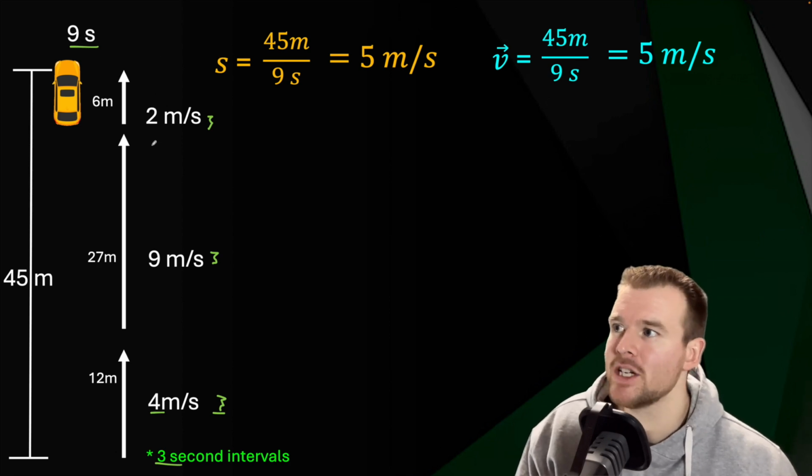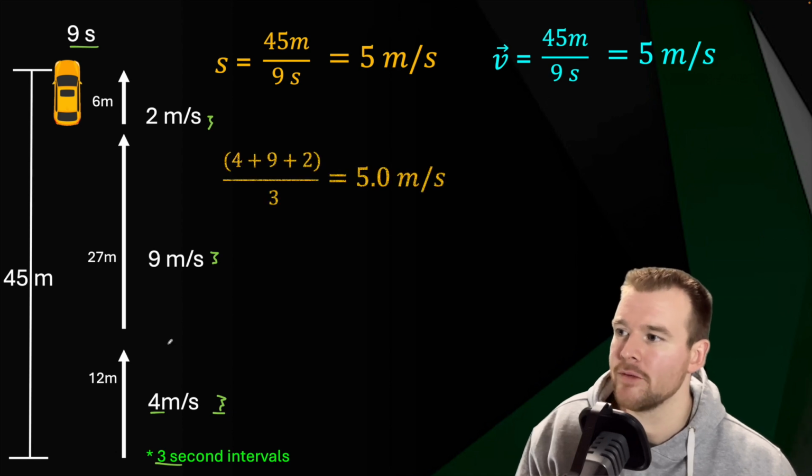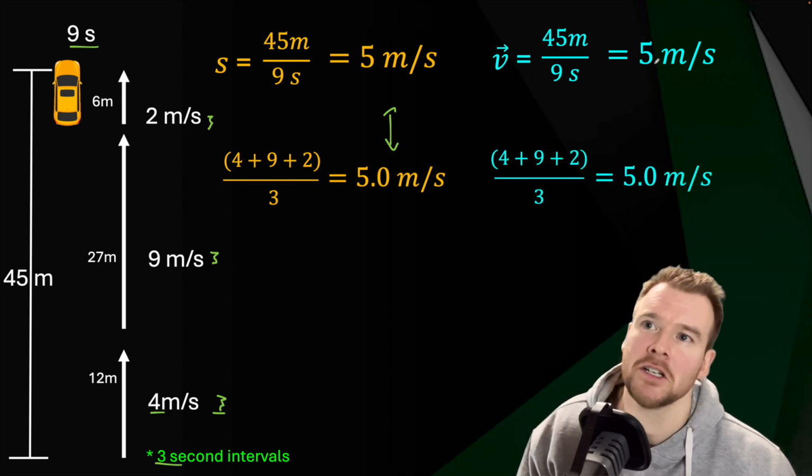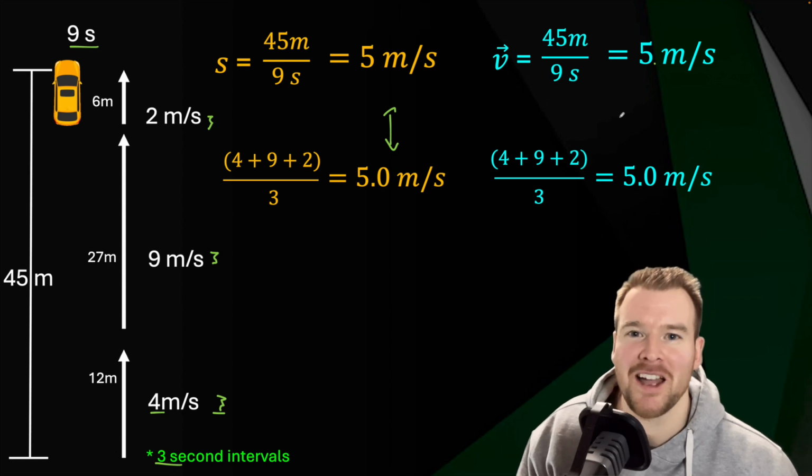To show how this relates to averages, I'm going to take the average between 2, 9, and 4. I'm just going to add them all up and divide by 3. And look at that. It gives you 5 meters per second, which is the same, telling us that this is our average. For velocity, same thing. I get 5 meters per second for our average velocity.